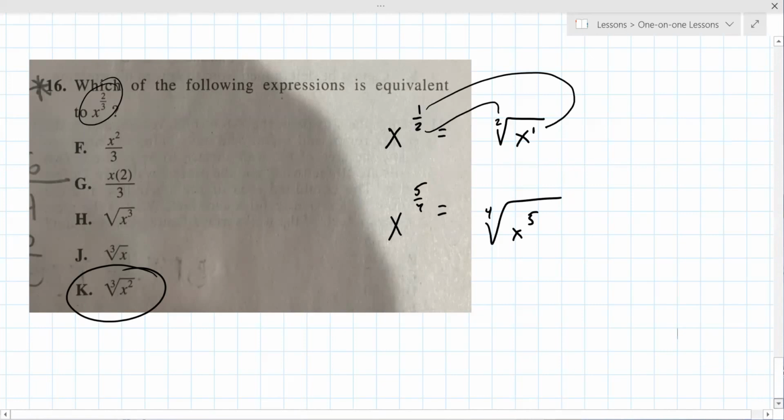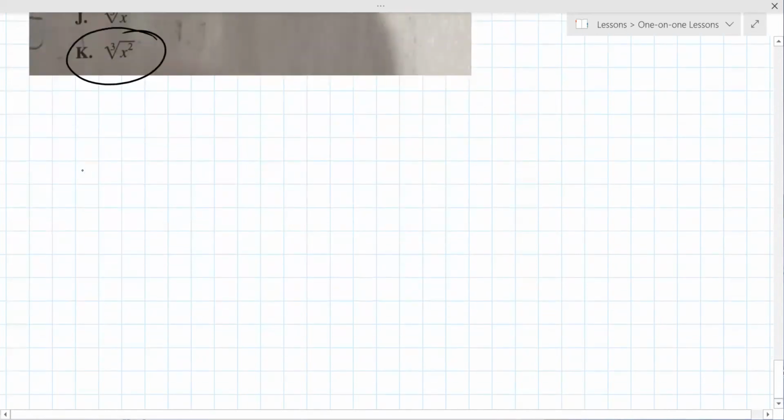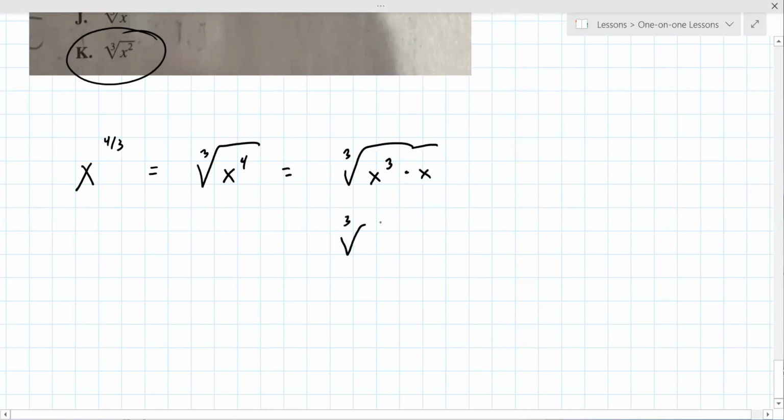Now, let's do one that's a little bit different: what is x to the 4/3? Because there's a couple of answers here. It is the cube root of x to the 4th, but this can be simplified. It's the cube root of x cubed times x, which is the cube root of x cubed times the cube root of x. This right here becomes x.